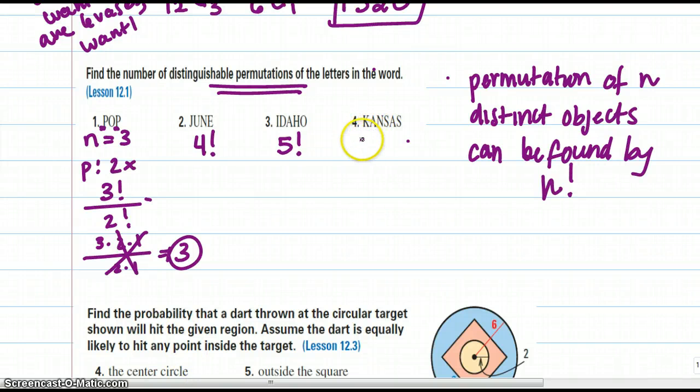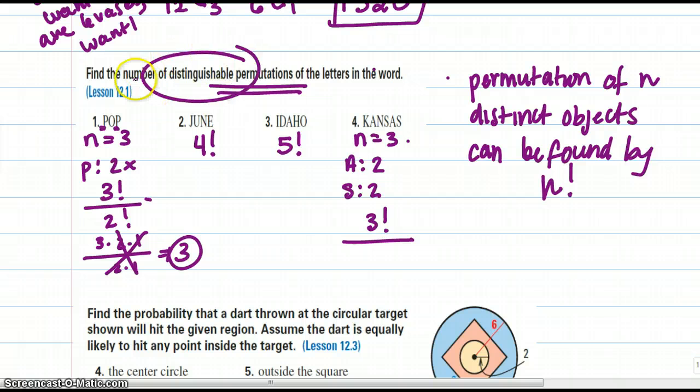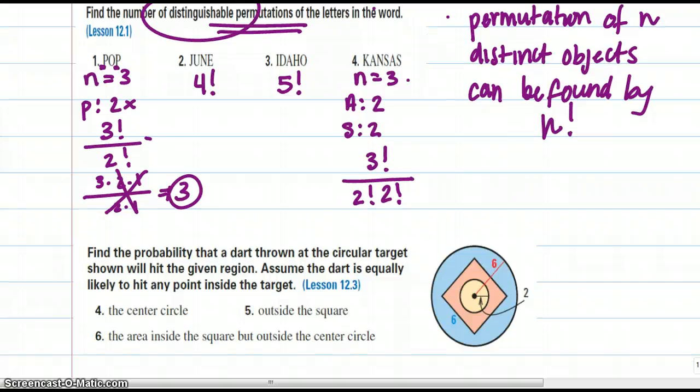Let's lastly look at Kansas. I have 6 letters. I know that A repeats twice and S repeats twice. N and K are just there once. So that means I have 6 factorial over, since we're finding distinguishable permutations, I need to divide by the amount of times I see those letters. So 2 factorial times 2 factorial. And again, I'm going to let you get that answer all by yourselves because I'm confident you can do that on your calculator.